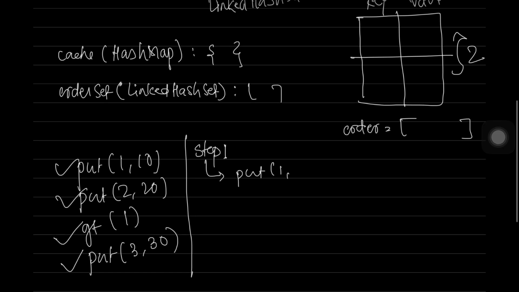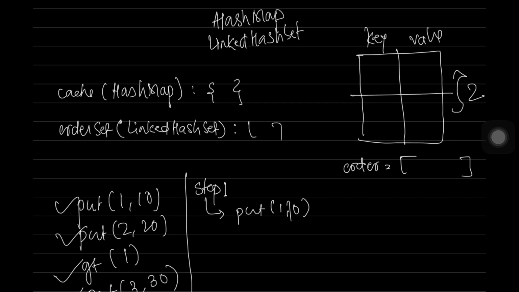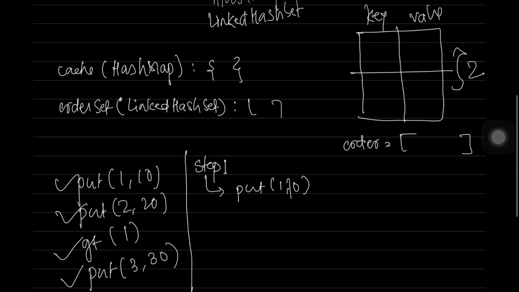put 1 comma 10. We go to the cache and the cache is empty, so we just add the key-value pair. The key is 1, the value is 10, and with that we also need to add the key into the order set.